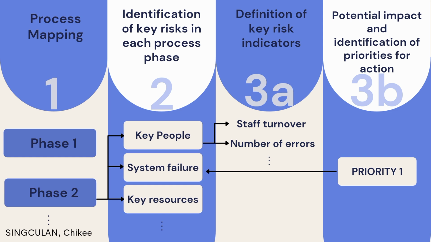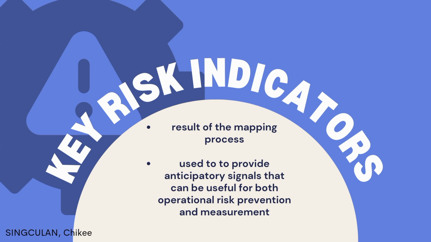Subsequently, these potential effects of errors, failures, or improper behavior are analyzed in order to identify priorities in terms of control actions. So let's say that after the analysis, it was identified that there is a high risk exposure due to system failure. So this risk becomes a key risk indicator as it is exposed to higher risk compared to other risks, and of course, special care and prioritization should be given to these high severity risks even if they appear unlikely to occur. So from the figure, we can see that the key risk indicators, which were the staff turnover, number of errors, and system failure, come out as the result of the mapping process. They are considered critical predictors of unfavorable events that can adversely impact organizations and should be used to provide anticipatory signals that can be useful for both operational risk prevention and measurement.